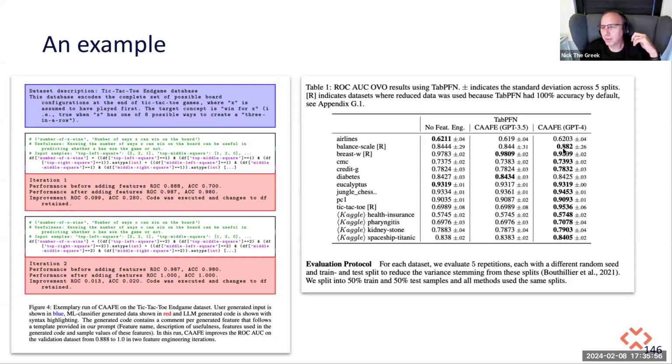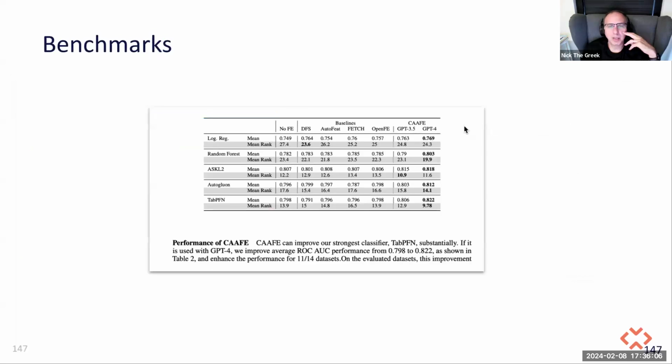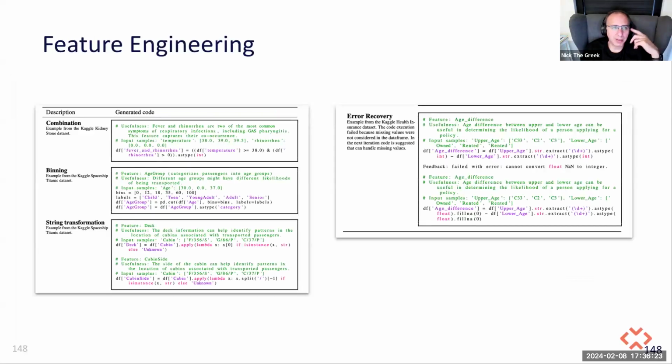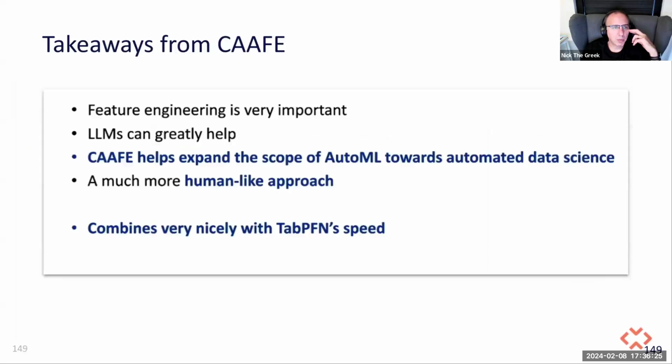they were actually able to perform really well from no feature engineering, with GPT-3.5 and 4 giving them a boost, and now they compare it with other AutoML systems, and they do really well. They also combine that with TabPFN as their kind of inference engine. You can see more examples.